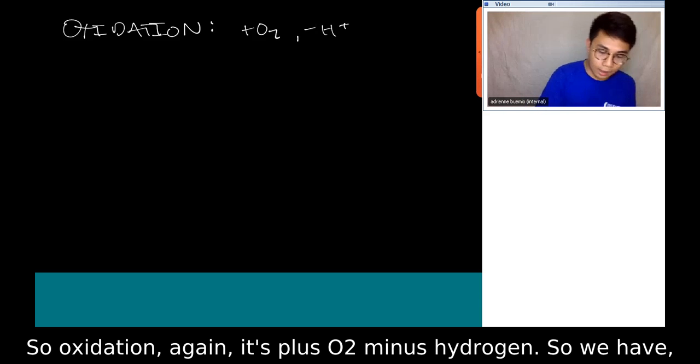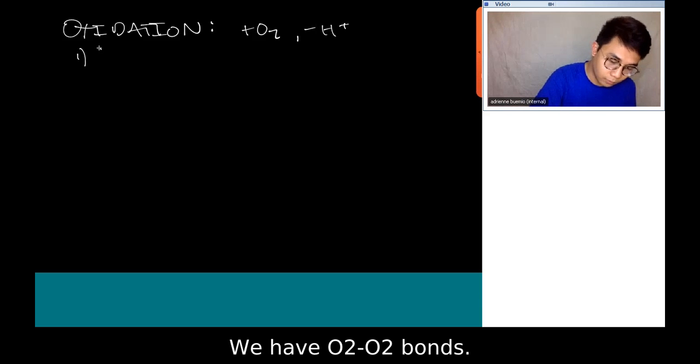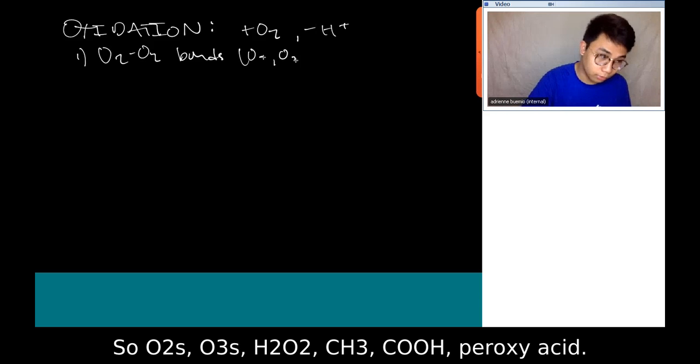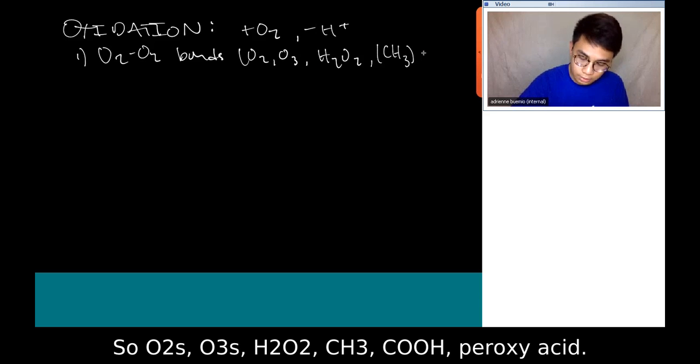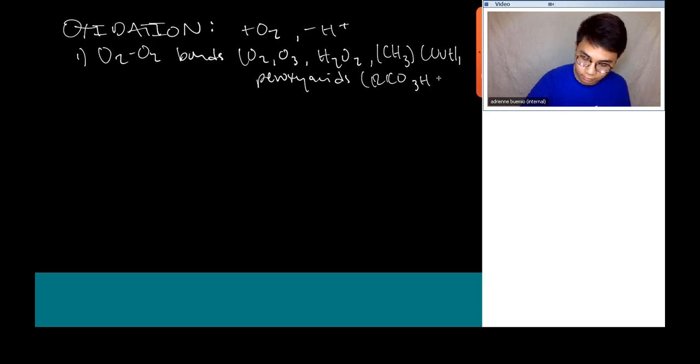Okay, so oxidation, again, it's plus O2, minus hydrogen. So we have, again, the types of oxidizers. We have O to O2 bonds, right? Obviously, lots of oxygens there. So O2s, O3s, H2O2, CH3COOH, peroxy acids. We'll see this later. Peroxy acids, RCO3H, composed like that, right?